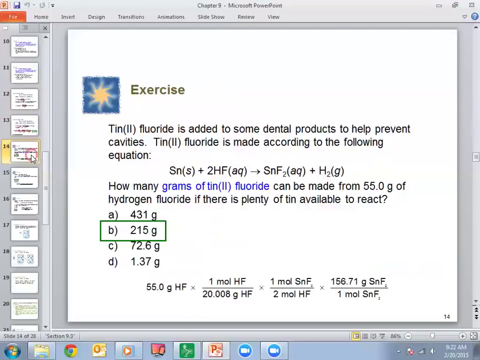So here's another one. Here's the so-called conversion string.